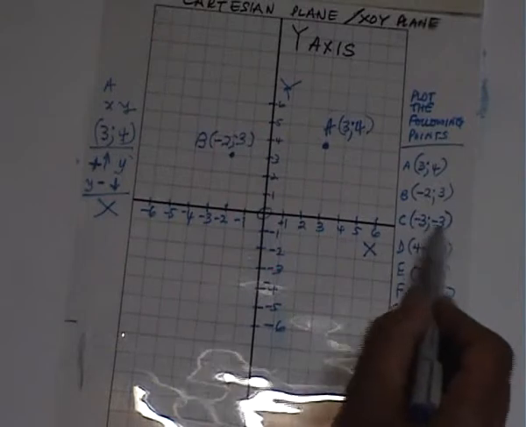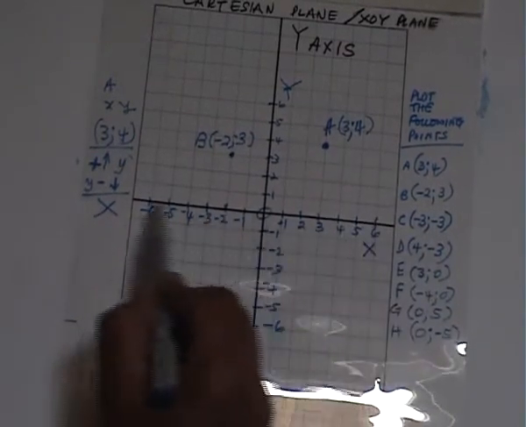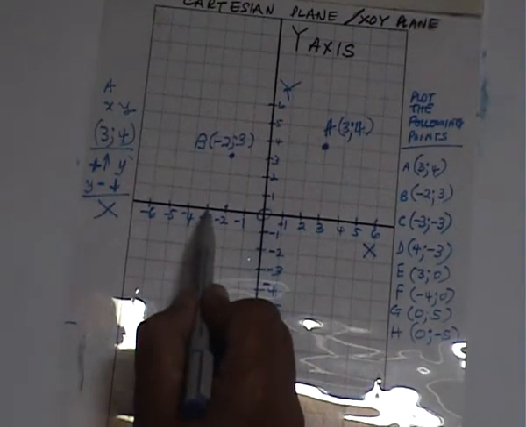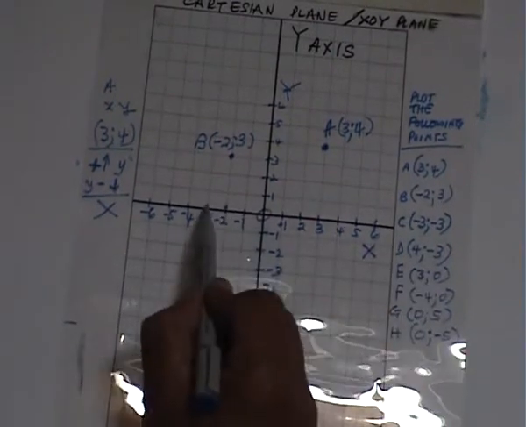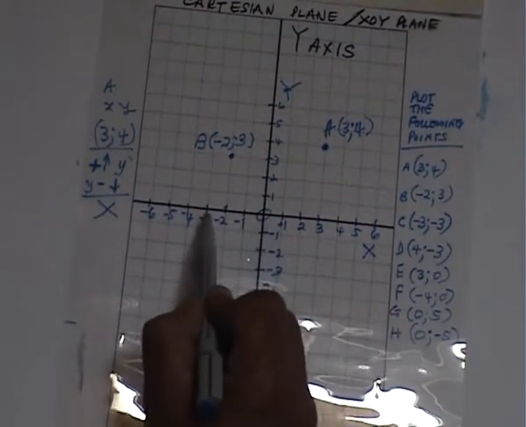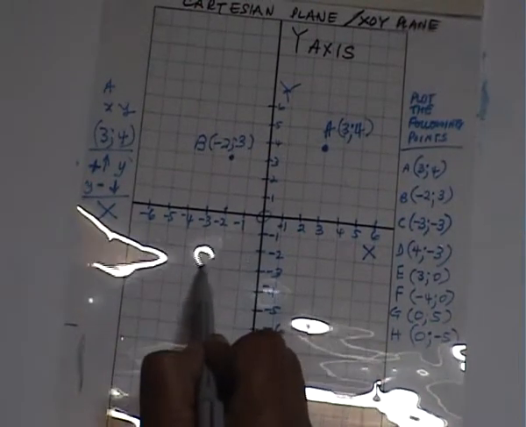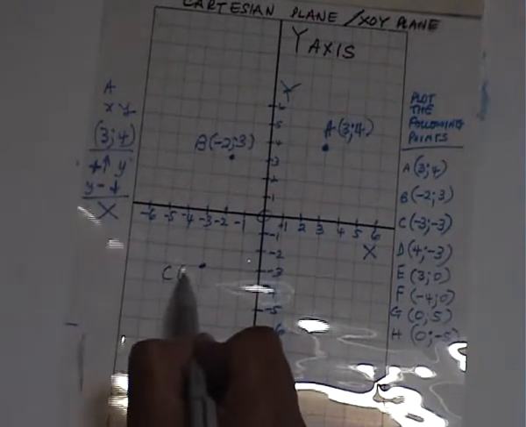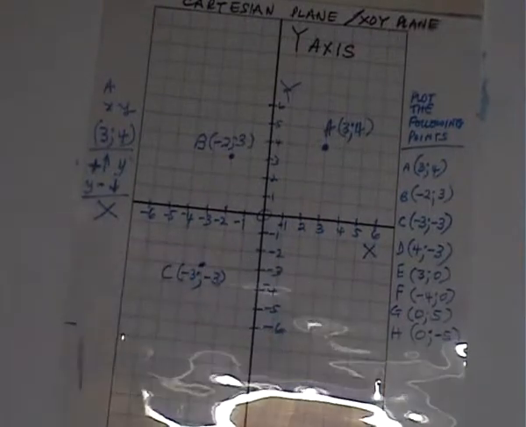Okay, let's look at C. C is minus 3, minus 3. First let's find minus 3 on the x-axis. I found minus 3 on the x-axis. Then the y is minus 3. That means from minus 3 I must go down 3 units. That's 1, that's 2, that's 3. So this is C, and it is minus 3, minus 3.